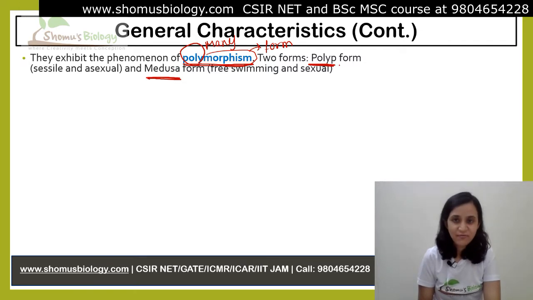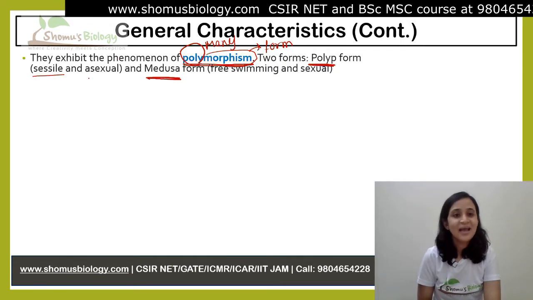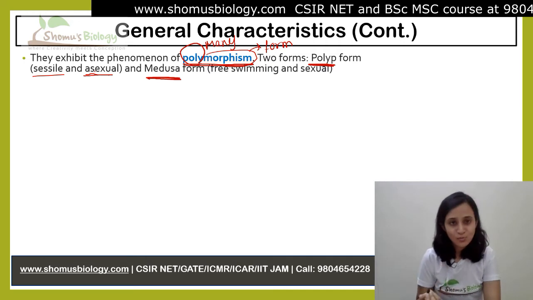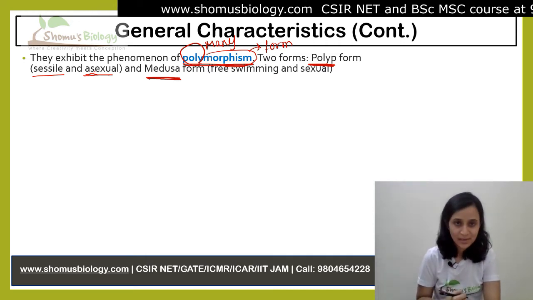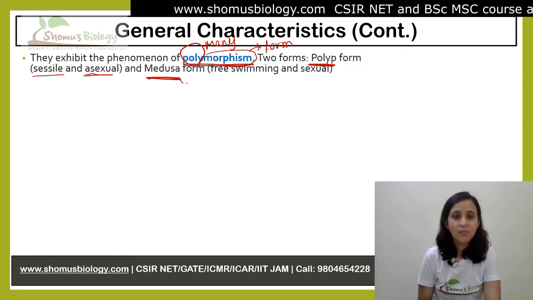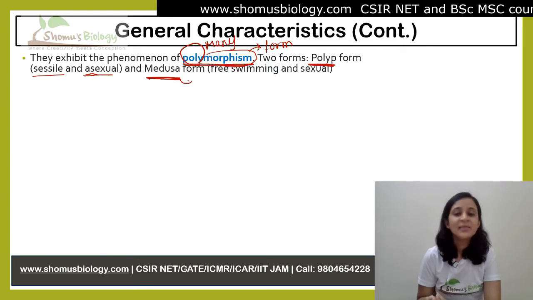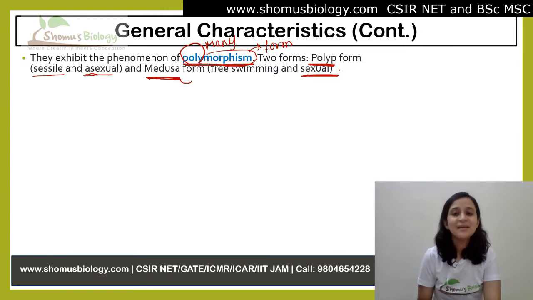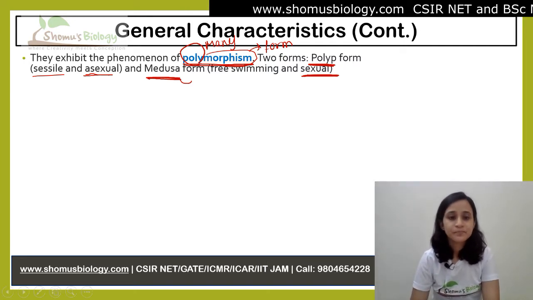So what is the polyp form? The polyp form is when they are sessile and asexual. When they are polyp, they can't move, they are fixed, and at that time they reproduce asexually. And in the medusa form, they can swim freely and they reproduce sexually. So these two forms we can see in Cnidaria.